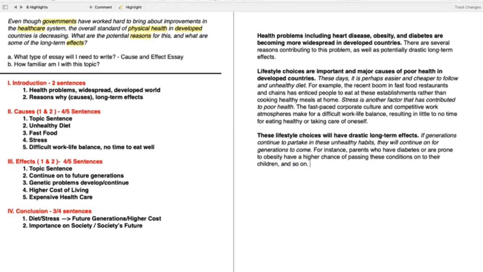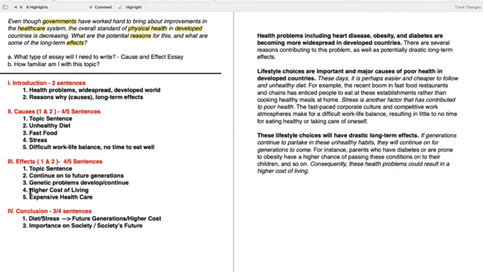So I'll go ahead and put that in italics. I'll use a transition word. So I'll say, consequently, these health problems could result in a higher cost of living. Okay, and I'll just put that all in italics so that we know it's our next point.